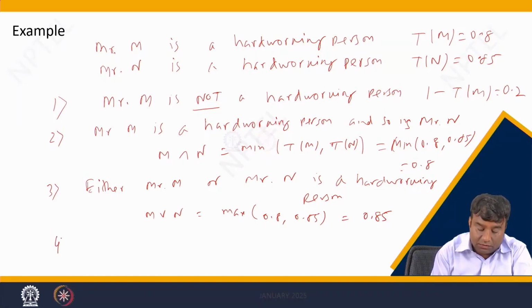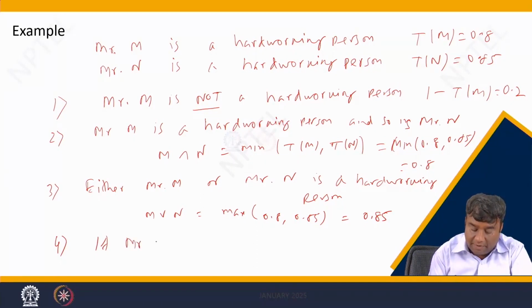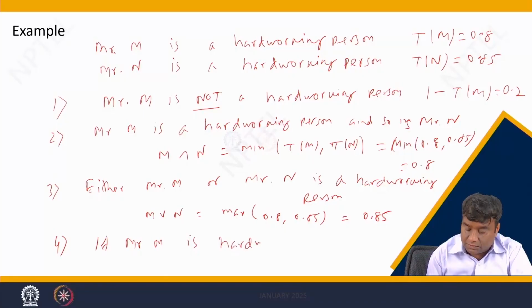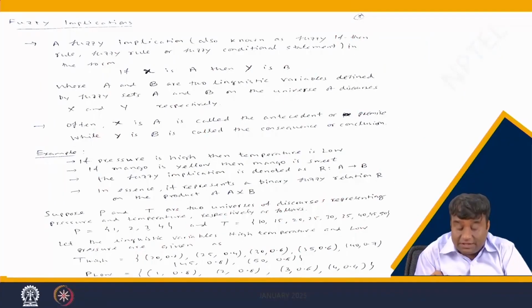Next, if Mr. M is hardworking, then so is Mr. N. Please try to understand this type of statement we face in our daily life. Usually we say that if I have time, I will go there. If I have money, I will purchase this.